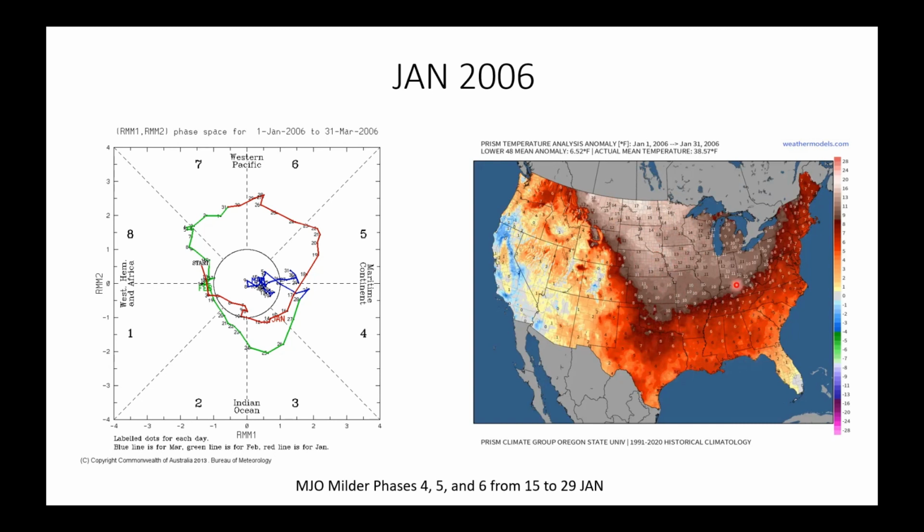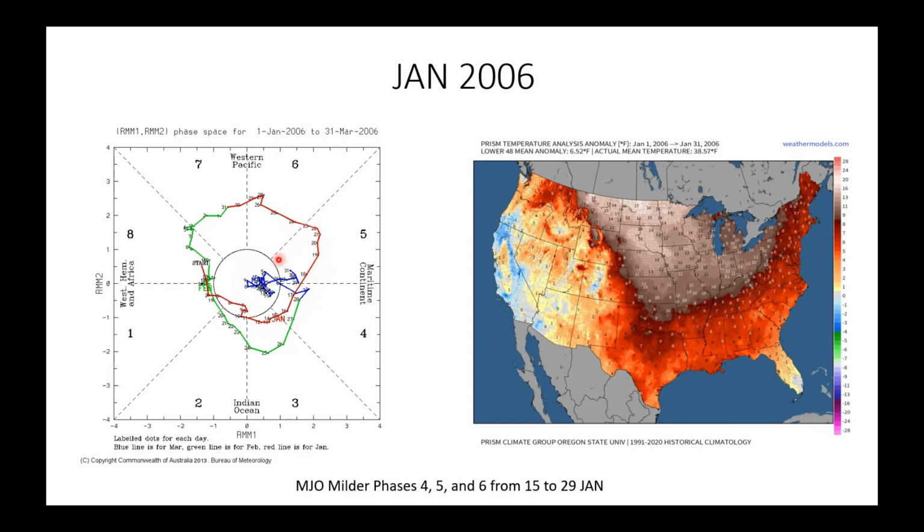And there's not much blue shading for January of 2006. Not much below normal readings as far as temperatures. What happened? Look at the red line here in the MJO phase diagram on the left. The MJO started out in cold phase 8, low amplitude, worked its way into the smaller inner circle here, and then it came out, and it came out with a vengeance in phase 5 and 6.